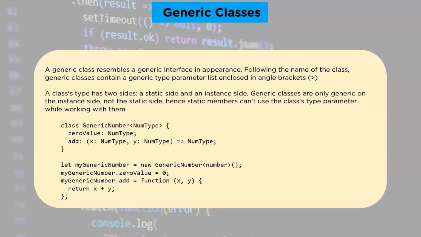A class type has two sides, a static side and an instance side. Generic classes are only generic on the instance side, not on the static side. Hence, static members can't use the class type parameters while working with them.